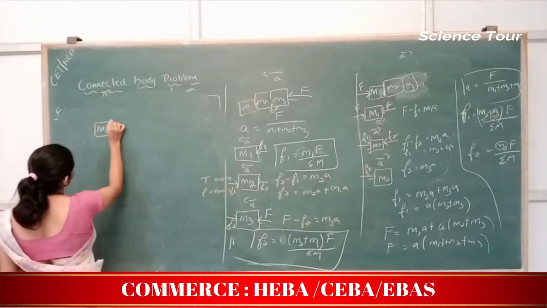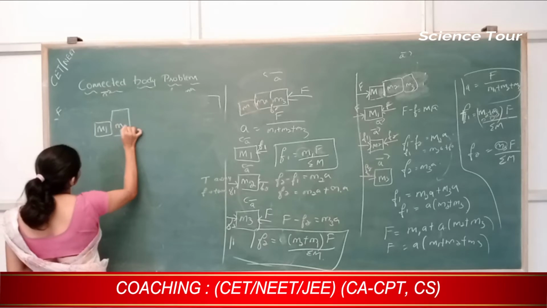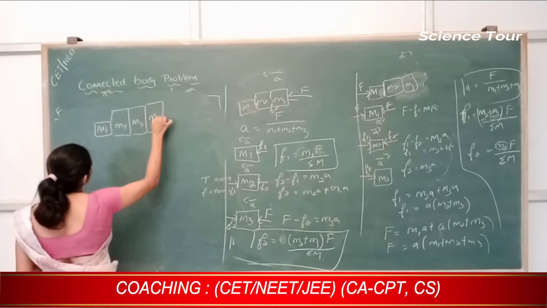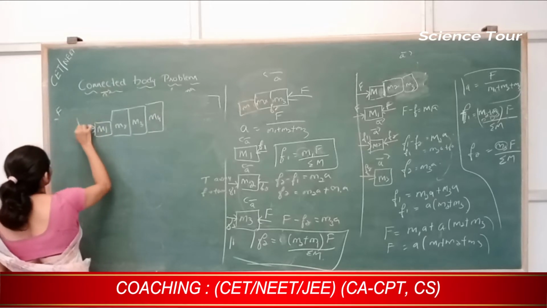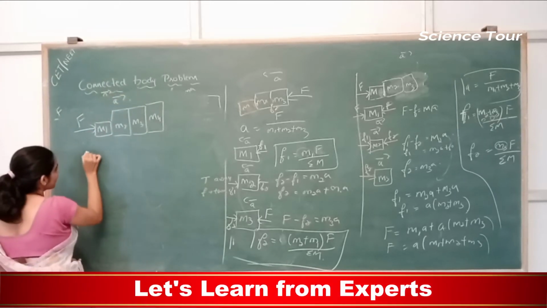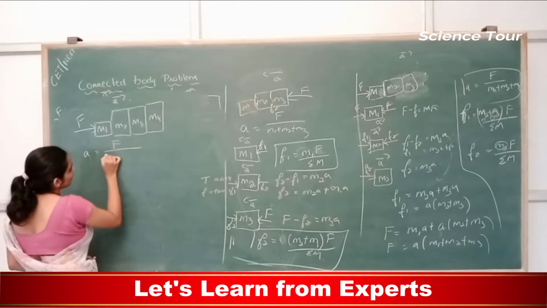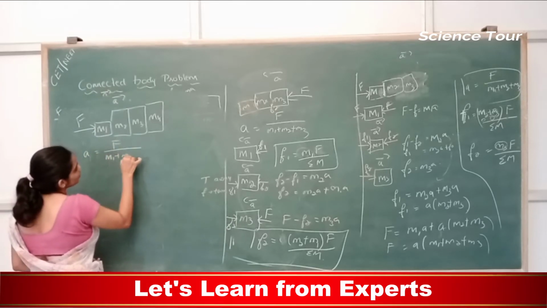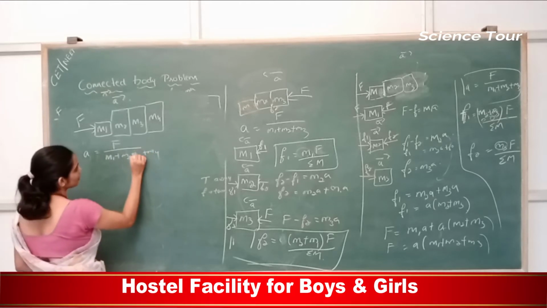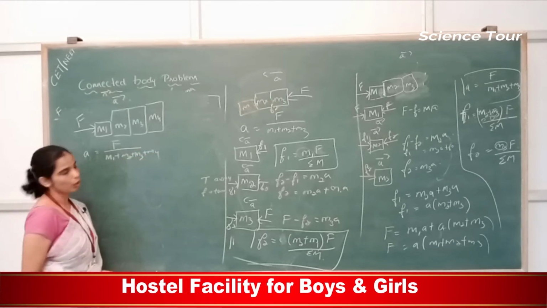m1, m2, m3 and m4. Okay, force is acted on m1. Acceleration is towards m1. What is the acceleration here? Force divided by m1 plus m2 plus m3 plus m4. Correct?